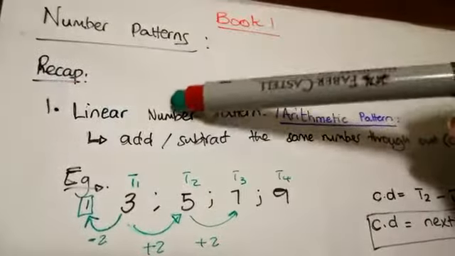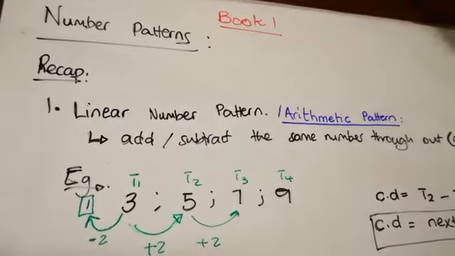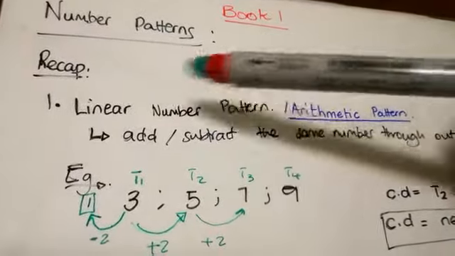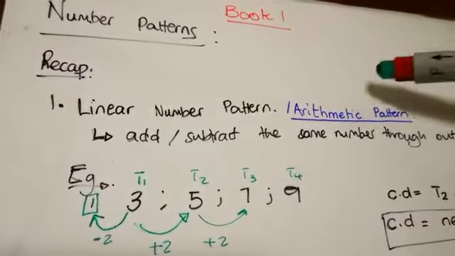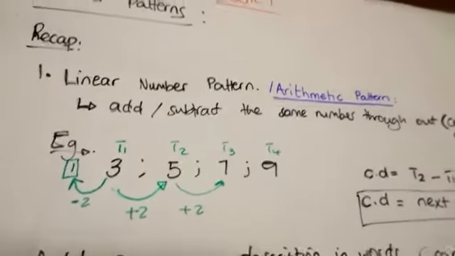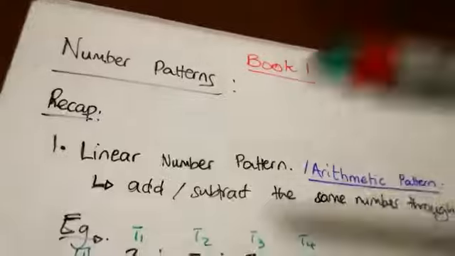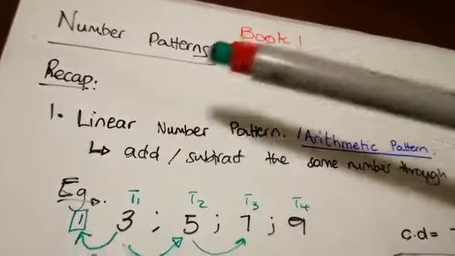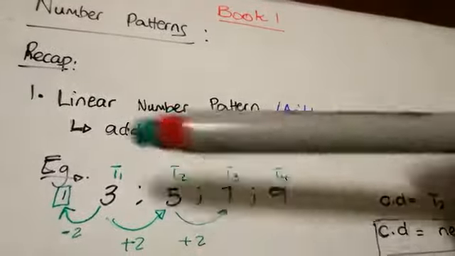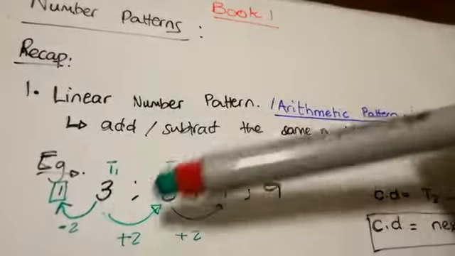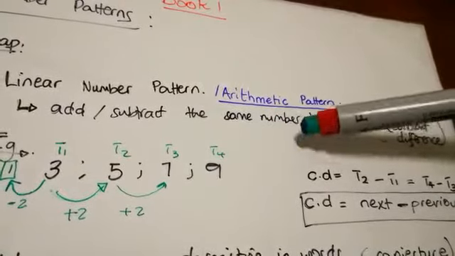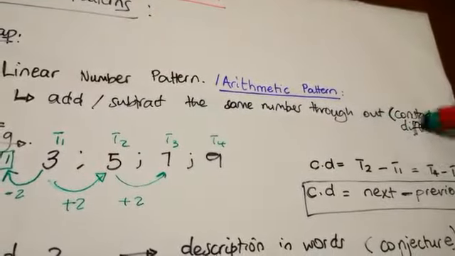We've got the linear number pattern, which is sometimes called the arithmetic number pattern. I'll just refer to it as a linear number pattern, but in some other books you'll find it written like that. A linear number pattern is a number pattern where you add the same number. So in this type of number pattern, you add or subtract the same number throughout, and that number that you keep on adding throughout, we call the constant difference.